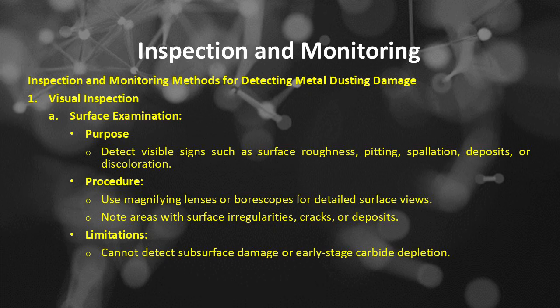The procedure of surface examination is to use magnifying lenses or borescopes for detailed surface views, and note areas with surface irregularities, cracks, or deposits. A limitation of surface examination is that it cannot detect subsurface damage or early-stage carbide depletion.